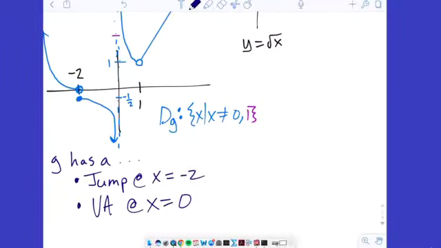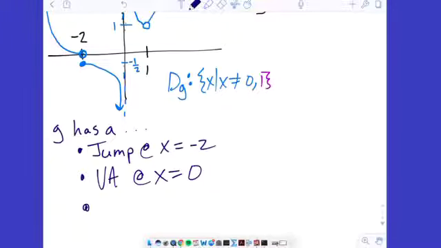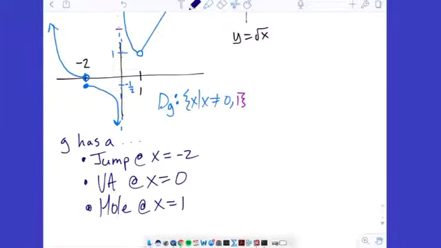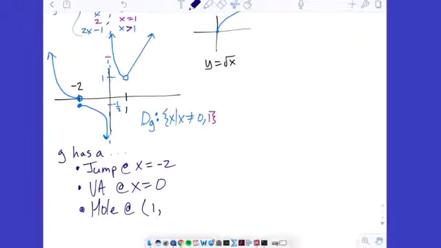And then the last one, at x equals 1, we have a what? A hole at x equals 1, or can we do better than that? Very good. The hole is known as the point discontinuity. So now we're always going to have to list it as an ordered pair. And the ordered pair where the hole is at 1, 1.